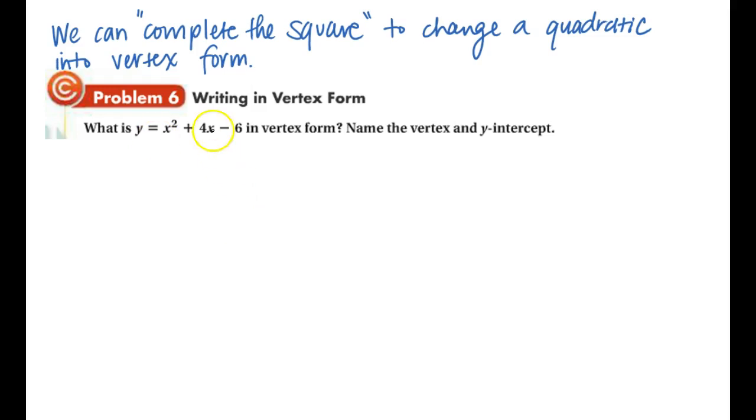So like we did in the previous example, we want to get the C spot free. So we want to add 6 to the other side. So we're just relocating the 6 for a while. So we have y plus 6 is equal to x squared plus 4x. So you can see the C spot's ready to go.